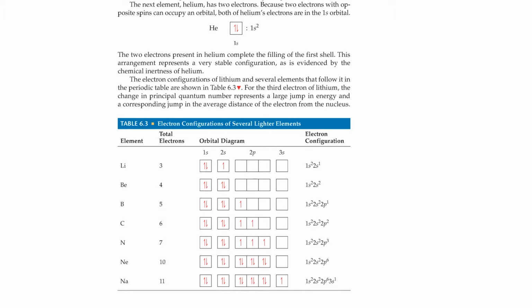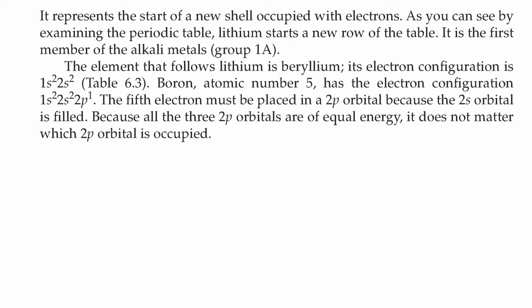For the third element, lithium, the change in the principal quantum number represents a large jump in energy and a corresponding jump in the average distance of the electron from the nucleus. It represents the start of a new shell occupied with electrons. As you can see by examining the periodic table, lithium starts a new row of the table. It's the first member of the alkali metals, group 1A.